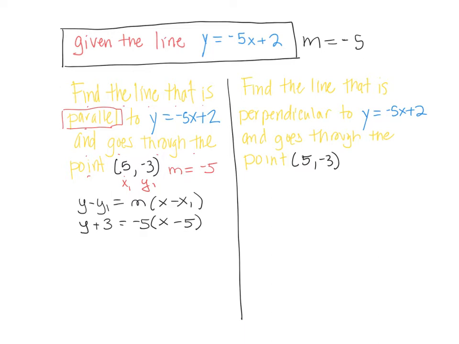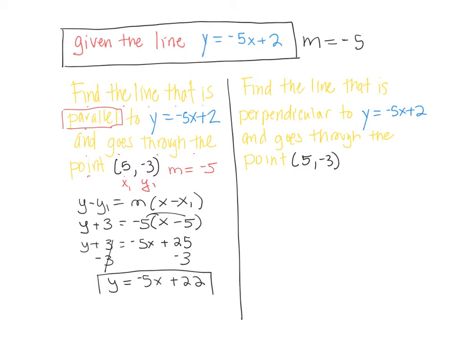And now I'm going to do the distributive property. So this will be -5x plus 25. And then I'm going to work with inverse operations, and I'm going to subtract 3. And I'm going to have y is equal to -5x plus 22. So that is the line that would be parallel to our original line up here, y equals -5x plus 2. And it goes through the point that was given to us, 5, -3.